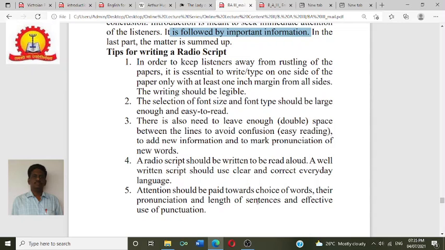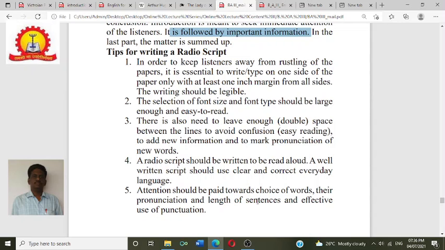So double space is important to avoid confusion for easy reading, to add new information and to mark punctuation, pronunciation of the new words. So if we leave double space between two lines, we can mention pronunciation there, we can mention certain additional information there.